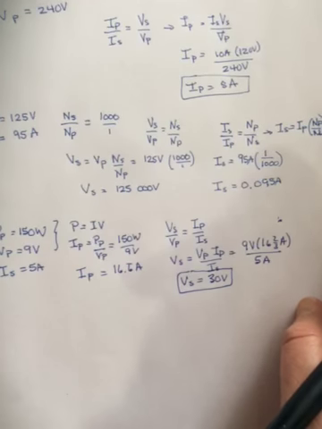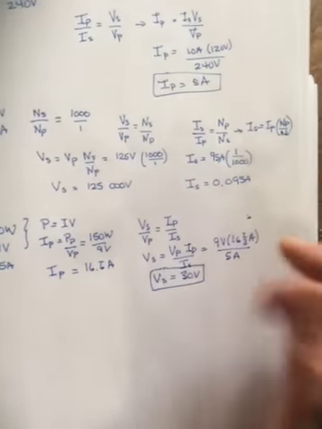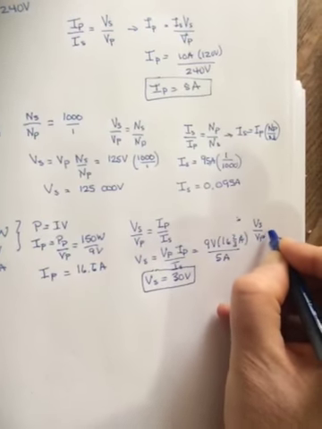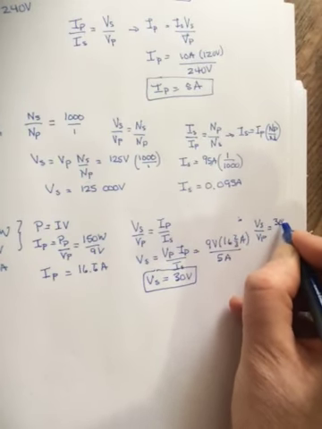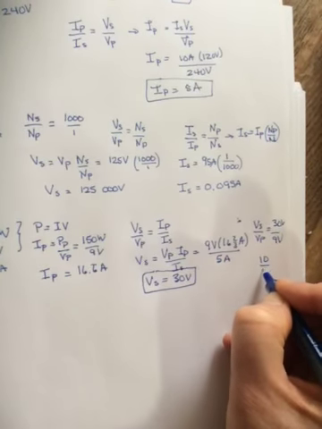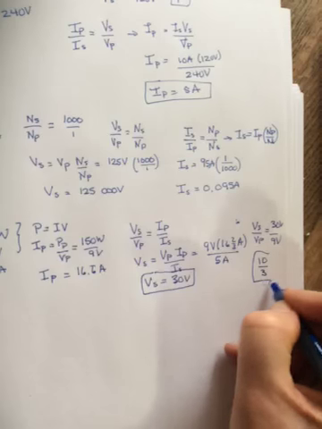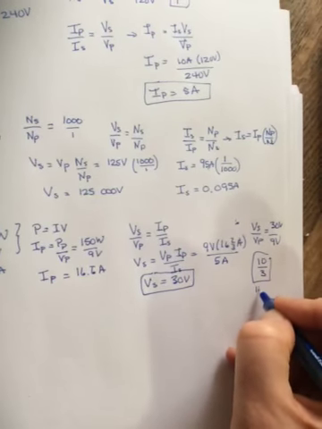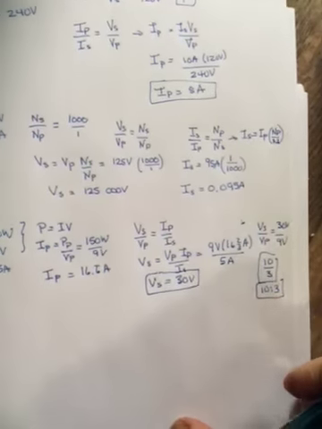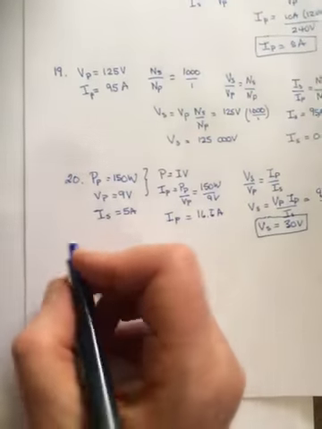Part B is, what is the ratio of output voltage to input voltage? So they're looking for Vs over Vp. It's going to be 30 volts over 9 volts, which reduces to 10 to 3. So the ratio, you can write it either as a fraction or like this, but it's 10 to 3.